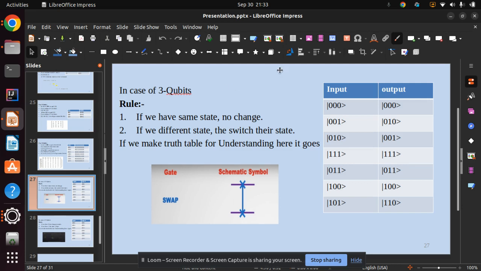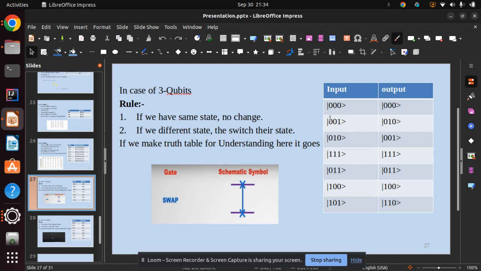Okay, so the main idea to keep in mind here is that if we have the same state, we have no change, right? In case of 0 0 0, we have no change in the output. In case of 1 1 1, we have no change. But if we have different states, then they switch state, right? If we make a truth table for understanding, here it goes.